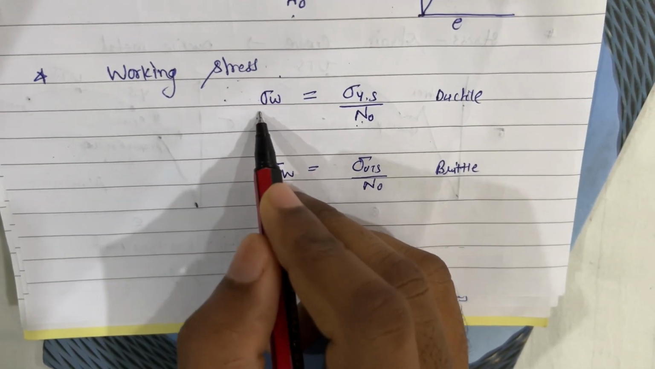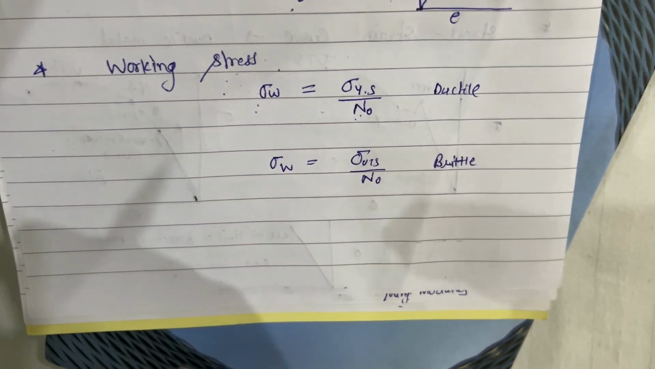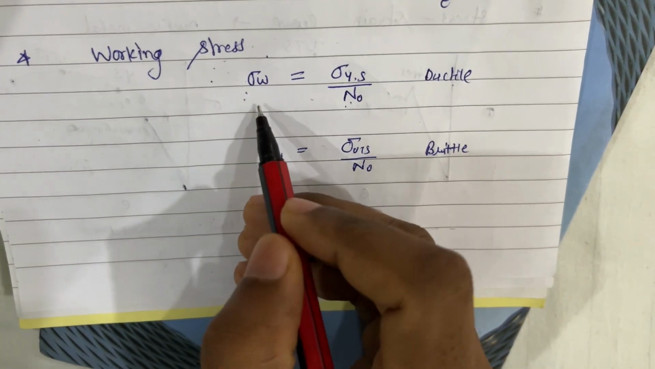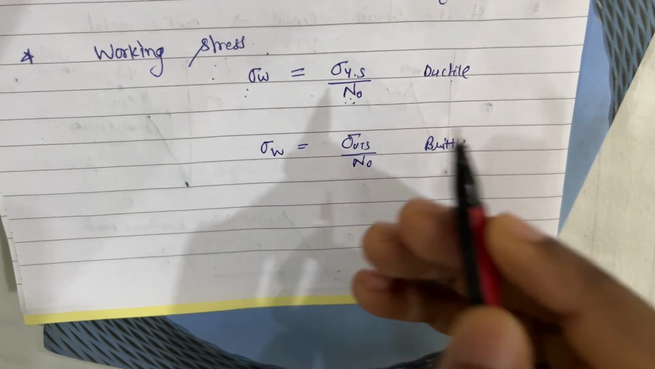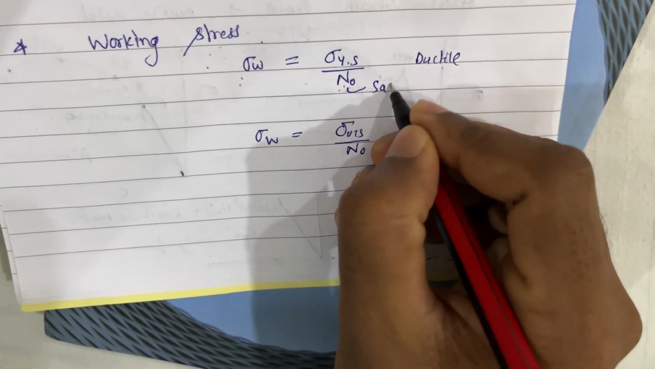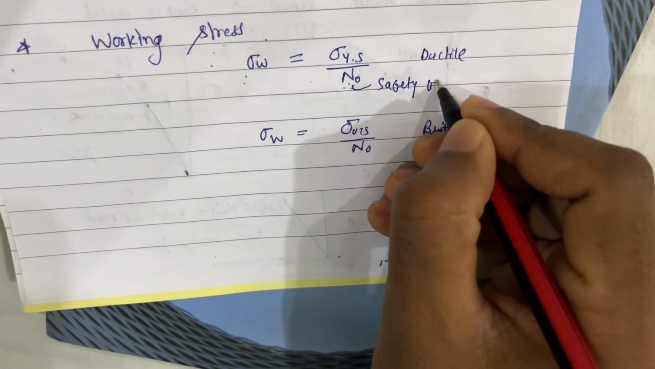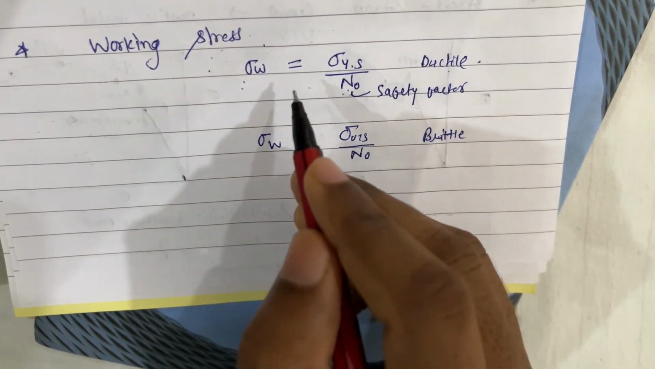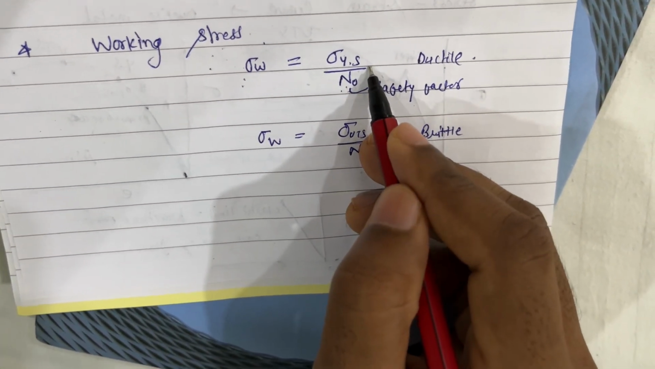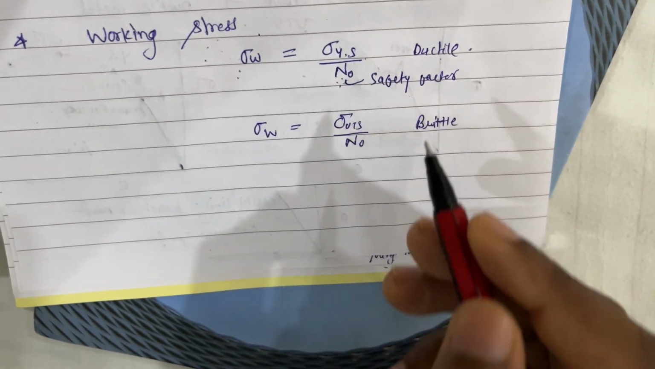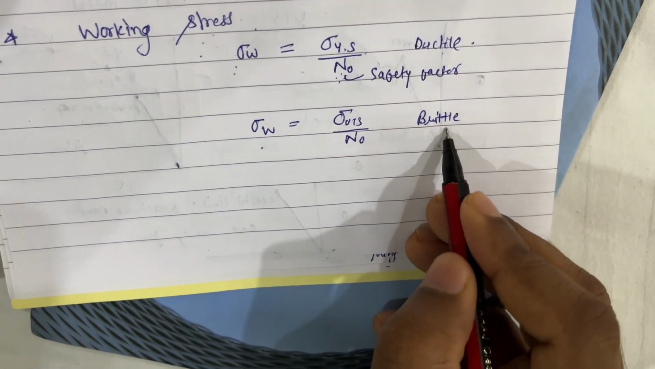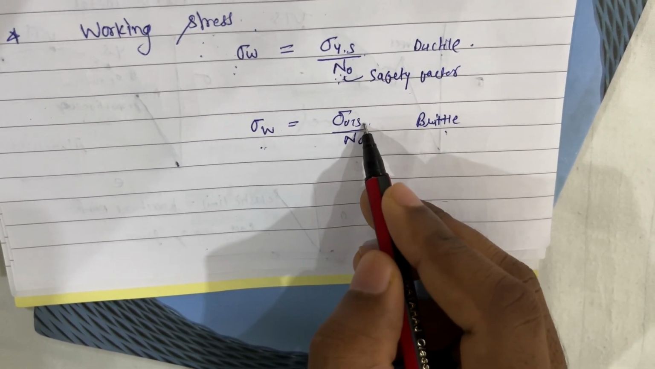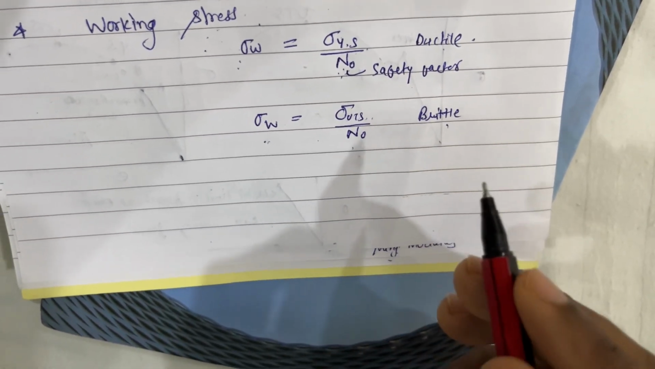Working stress is nothing but the stress at which we have to operate the component without causing failure. For that reason, we take some safety factor. For the ductile metal, it is the ratio of yield strength to the safety factor, and in case of the brittle material, it is the ratio of maximum stress, or the tensile strength, to the safety factor.